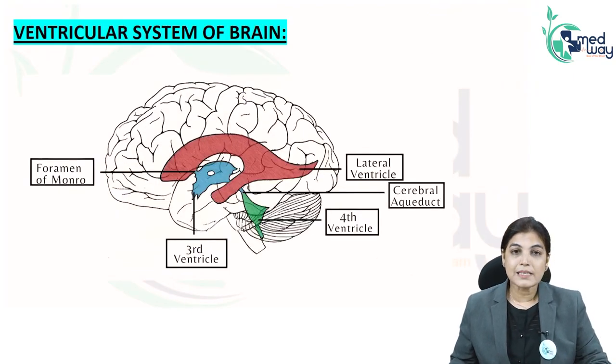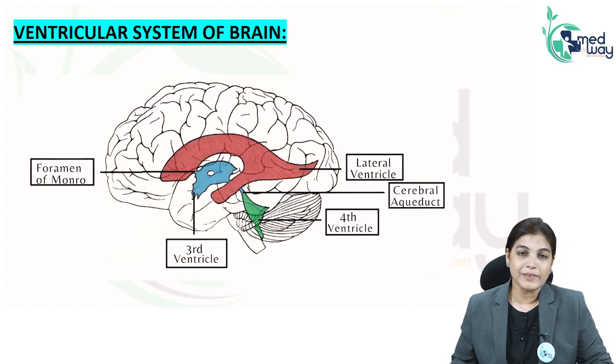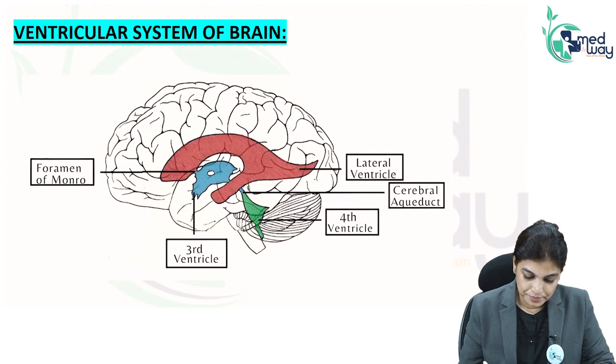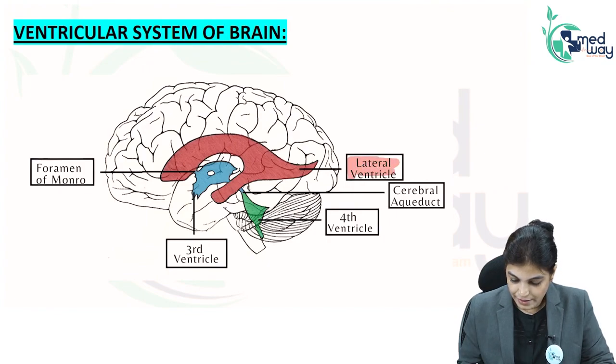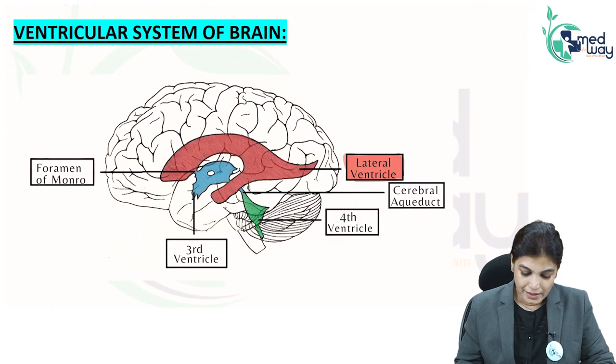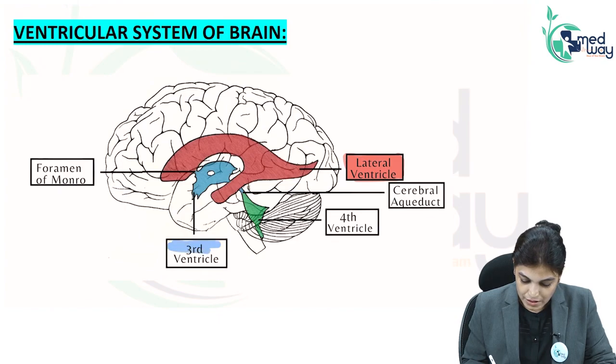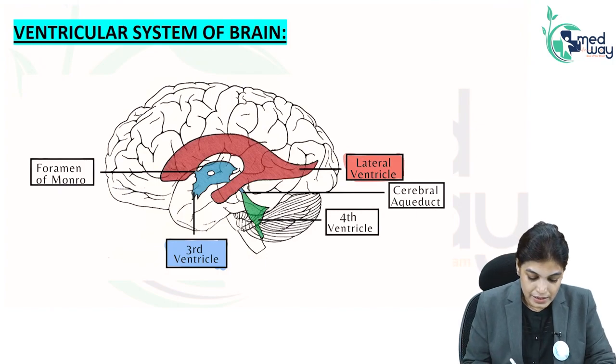So here this is a schematic diagram to help you understand the location of the ventricles and the communications of the ventricles. So in red color we can see the lateral ventricle. Now we can see that the lateral ventricle is communicating via the foramen of Monro with the third ventricle. This is the third ventricle shown in blue color, and the communication of both the lateral and the third ventricle is via the foramen of Monro, which is called the interventricular foramen of Monro.